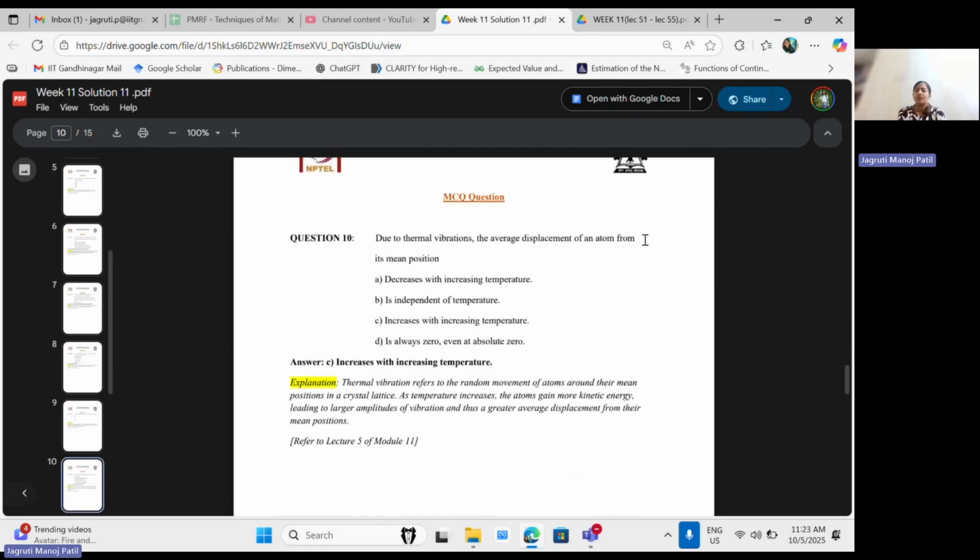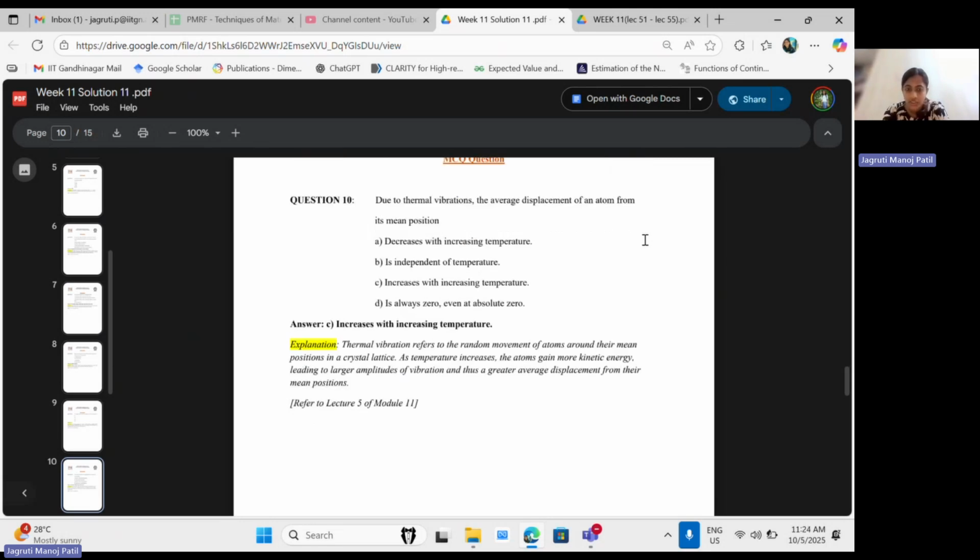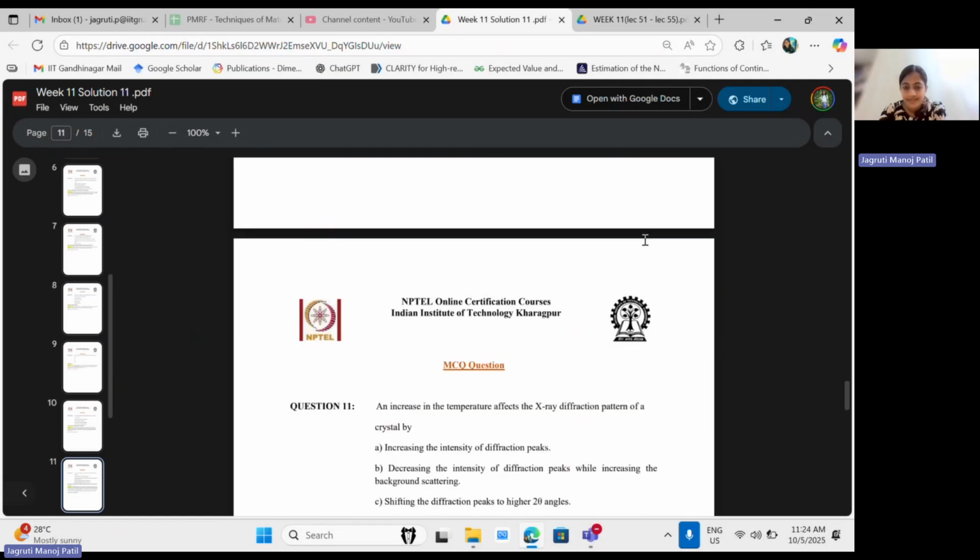Right? Now, due to thermal vibration, the average displacement of an atom from its mean position will do what? So, if you have thermal vibrations, the displacement of the atom from its mean position will increase with increasing temperature. As temperature increases, the atom will have more kinetic energy. That is how it will be displaced to a larger distance, half mv square. So, as velocity increases, the displacement will also increase, moving toward larger amplitudes of vibration and thus a greater displacement from its mean position. Okay, so that's directly from kinetics.